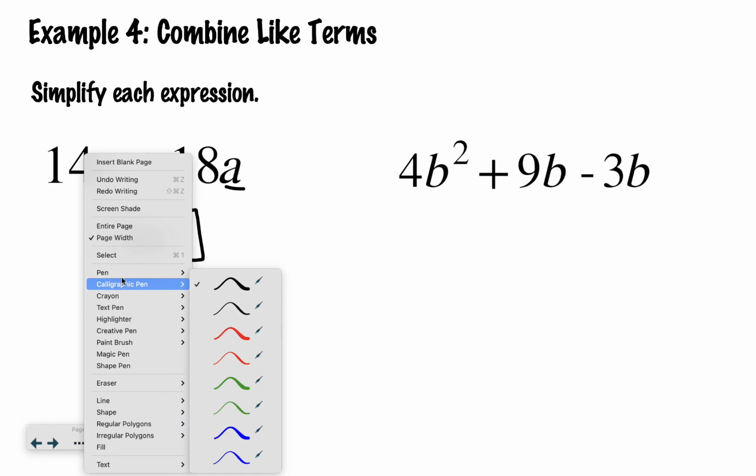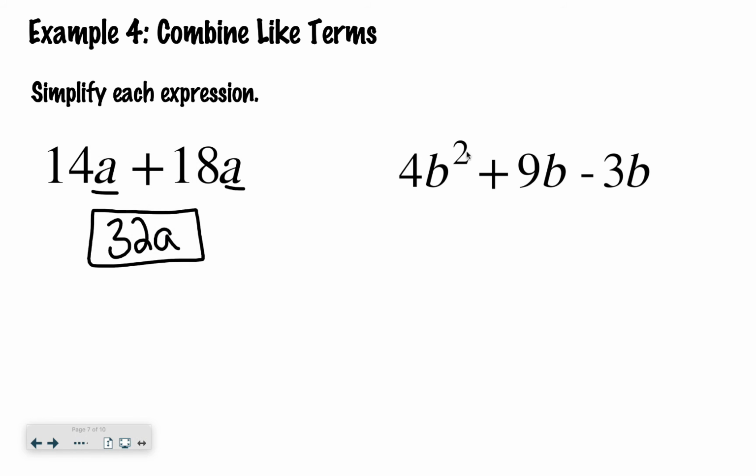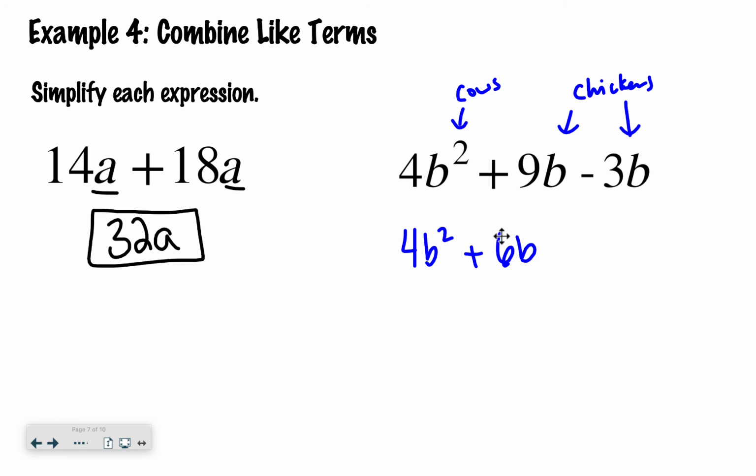Okay, and then over here on the right, I have 4b squared plus 9b minus 3b. This b squared, that's like cows. B, we're going to say it's chickens. They're 2 different things, right? They don't match perfectly. So this 4b squared cannot be combined with the chickens. I leave them separate. I say 9b minus 3b, 6b. Those 2 variables, while close and similar, are different. So we do not put them together. So my combining like terms would tell me I have 4b squared plus 6b.